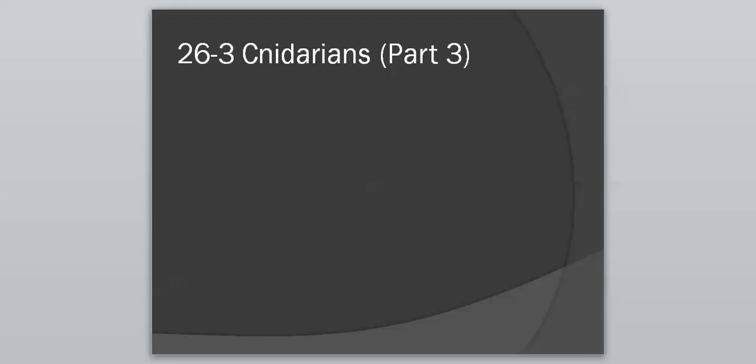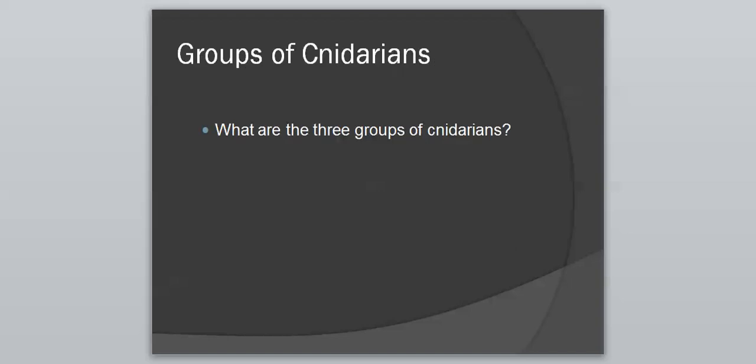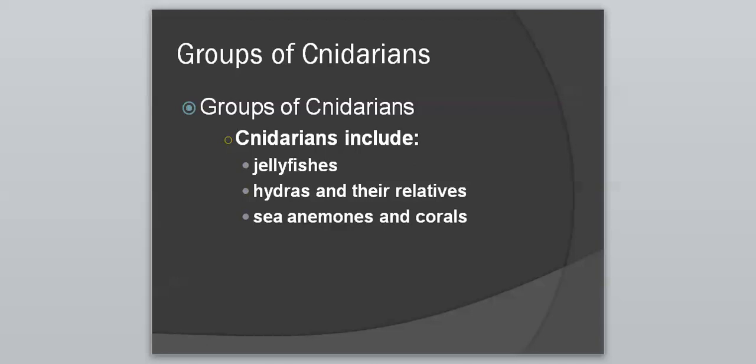Okay, hello Bio 2. We're going to finish chapter 26 today about the Cnidarians, and we're going to do that by looking at what are the three groups of Cnidarians. We may have alluded to some of the members, but now we're going to get into the details about each one. First, a general overview: there are going to be jellyfishes, hydras and their relatives, sea anemones, and corals. So we're going to have three different classes.